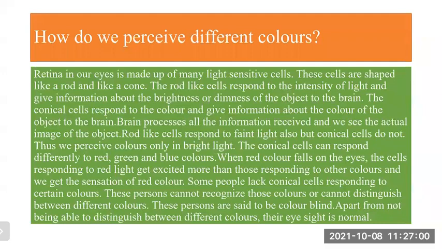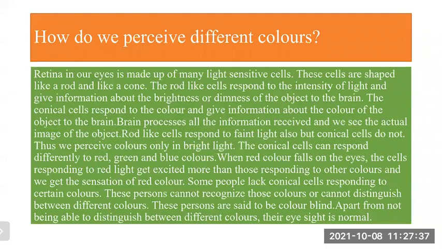So this is how we perceive different colors. Got it? In the retina, we have the light sensitive cells. In these light sensitive cells, we have two types of cells, the rod-like cells and the conical cells. Rod-like cells give information about the brightness or the dimness of the object, whereas the conical cells give information about the color of the object. This information is sent to the brain. The brain will process all this information and we get the actual image of that object.